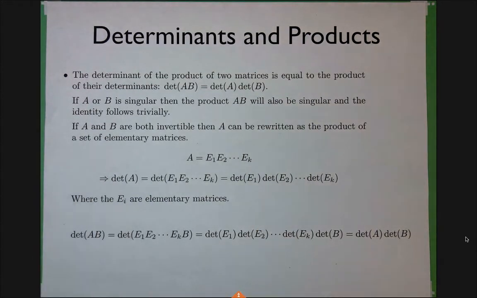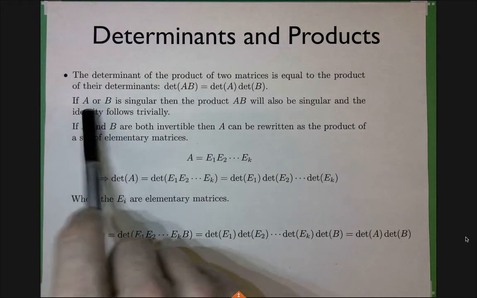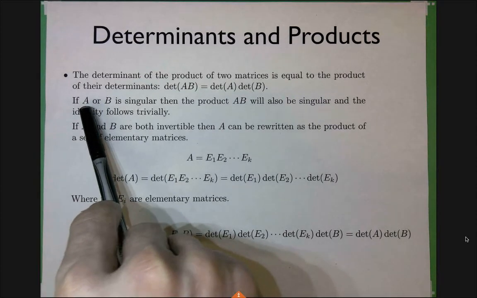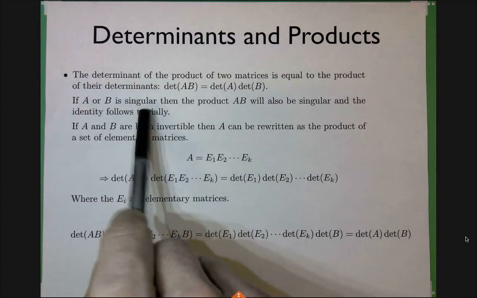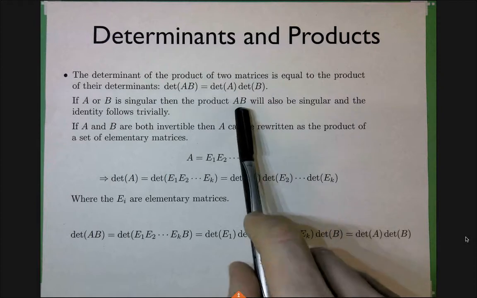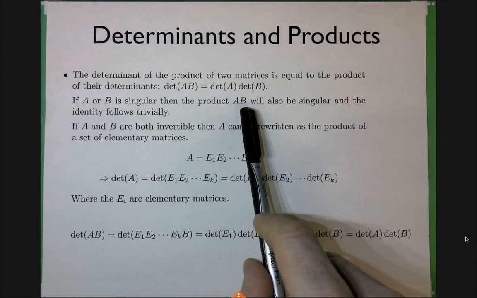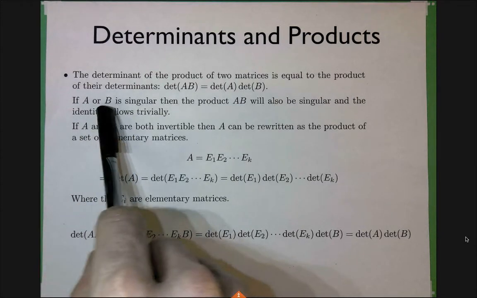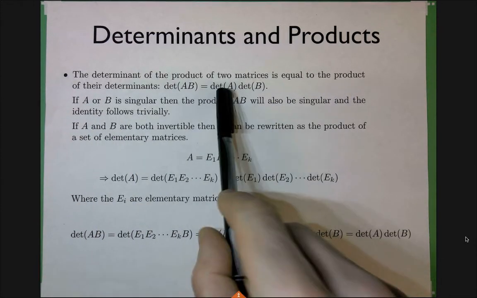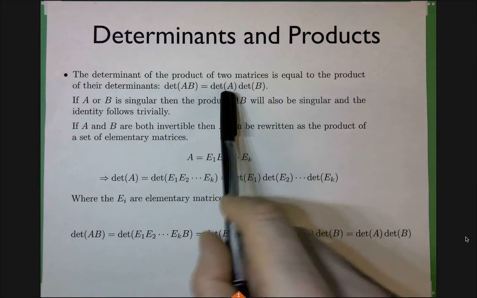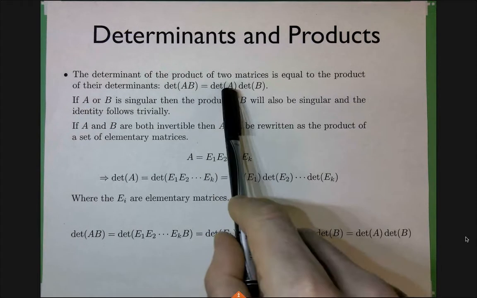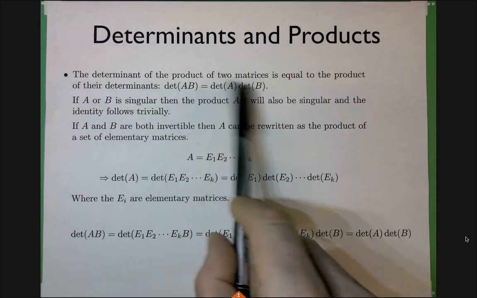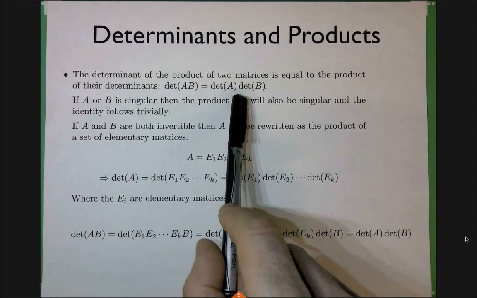We will consider two cases. The first case is where either A or B is singular, then the product also has to be singular. And obviously the determinant of a singular matrix is 0, right? So if either one of them is singular, then the determinant will be 0. So this equality reduces to 0 equals 0.